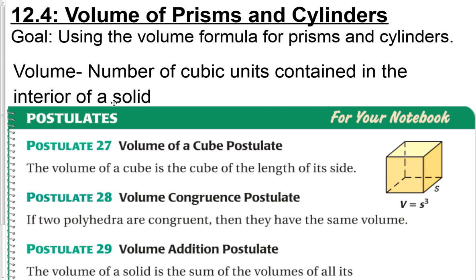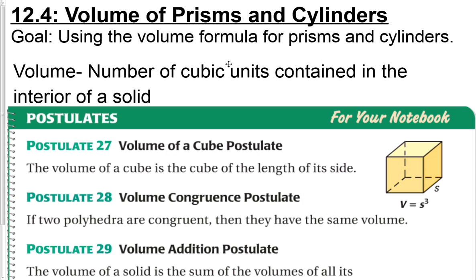Today's lesson is 12.4, volume of prisms and cylinders, which is clearly the goal. Volume is a number of cubic units contained inside a solid, right? So basically we're filling the solid up, whether that happens to be a cube like this one, a rectangular prism like we'll learn in a little bit, a cone, a cylinder, pyramid, sphere, etc.